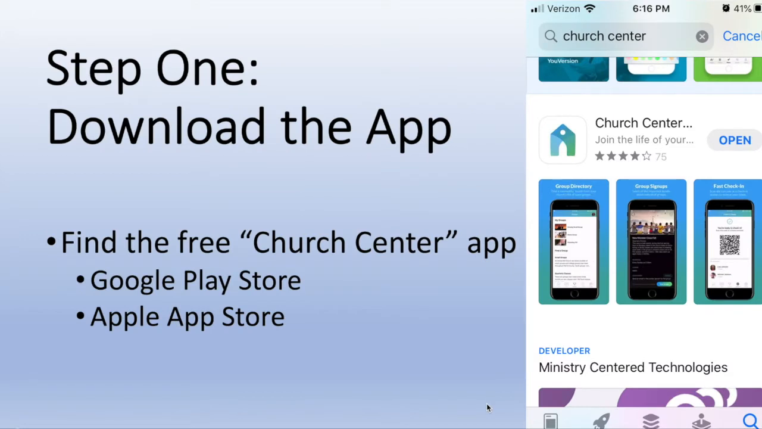So step one, of course, is to download the application. On the right-hand side here, you've got a screenshot from my phone. I went into my Apple App Store and searched for Church Center. You can also find it on the Google Play Store, and it'll show that little symbol that you see there, the little church with a couple shades of blue and green. I, of course, have already downloaded it, but you'll have a download option. So go ahead and do that to start.